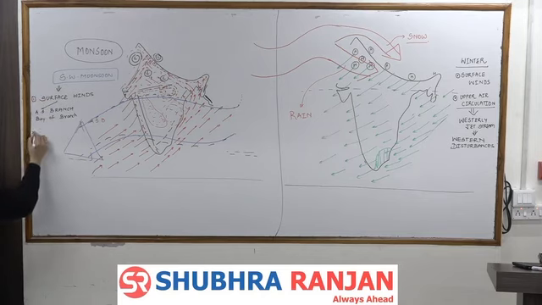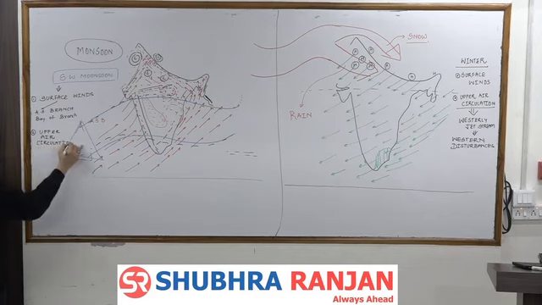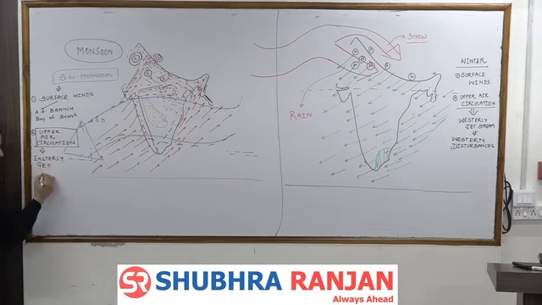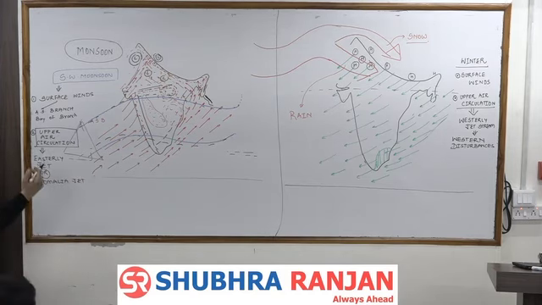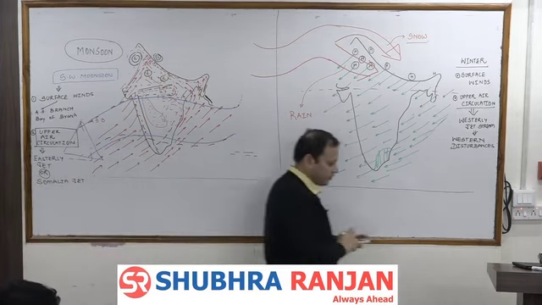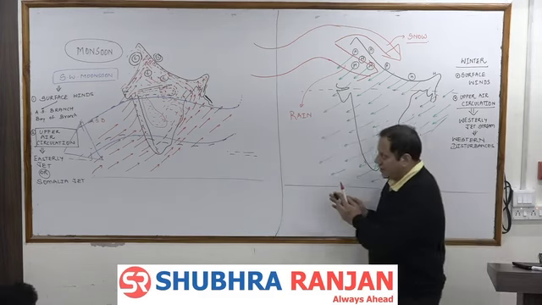And upper air circulation is in the form of easterly jet. It is also known as Somalia jet, or it is also known as tropical easterly jet. क्या करता है? It will divert the wind.